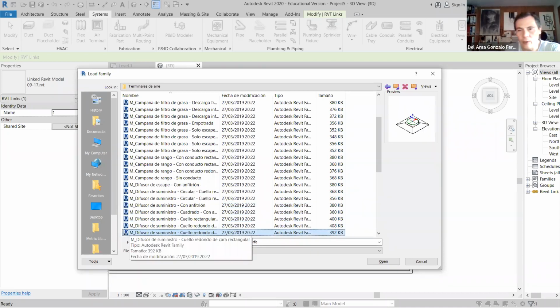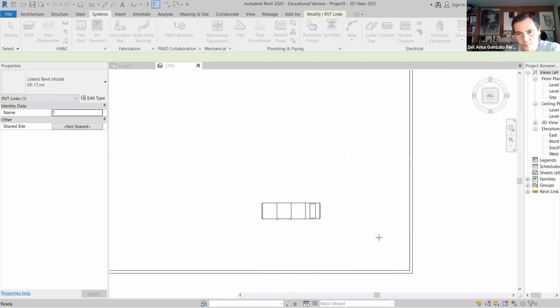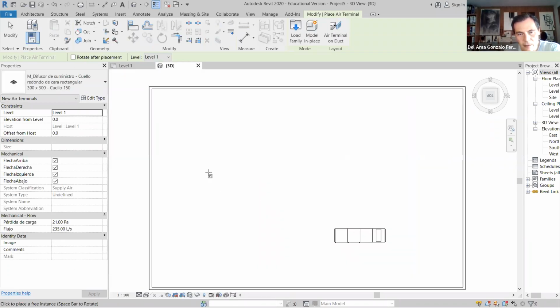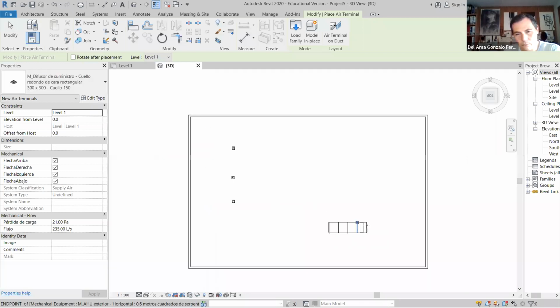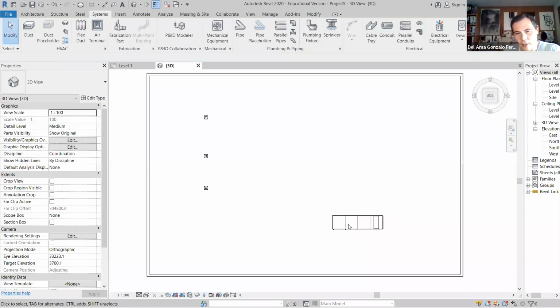Okay, I'm looking for this. You see, this is a supply air terminal or a supply diffuser. But we are looking for this one. We open, and let's place one here, 1, 2, and 3. Okay, so we have the air handling unit and 3 air terminals.